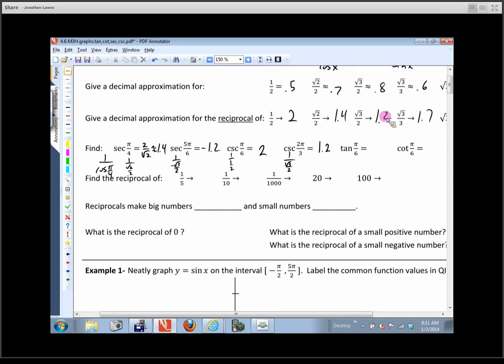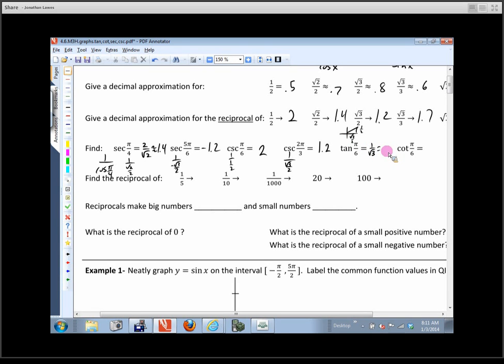Okay, and then tangents and cotangents. So let's do tangent of pi 6. If we wanted to think about what that looks like, this is 1/2, this is radical 3 over 2, and it's the y-coordinate over the x-coordinate, the opposite side over the adjacent side. So we take 1/2 and put it over radical 3 over 2. Flip that over, we end up with 1 over radical 3.